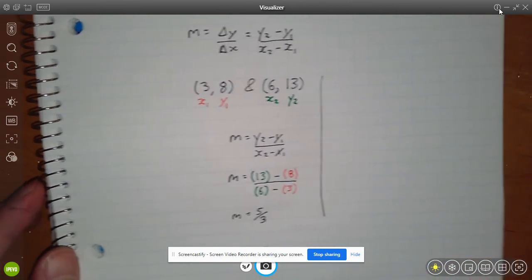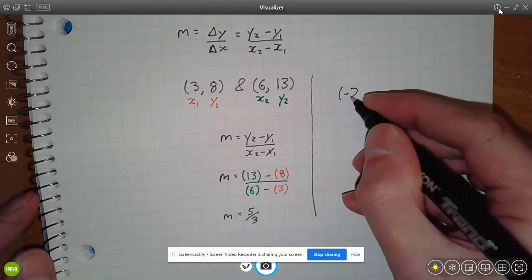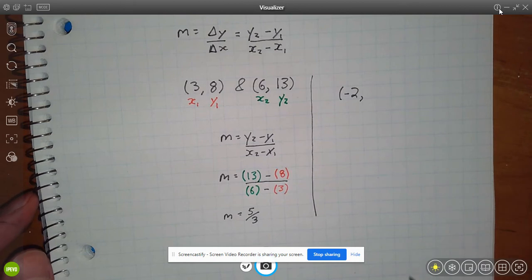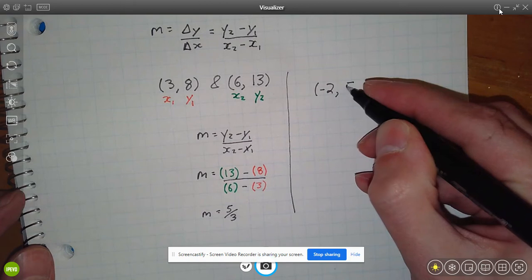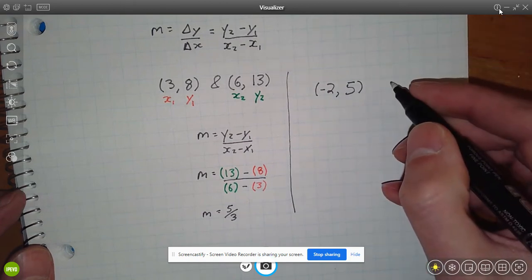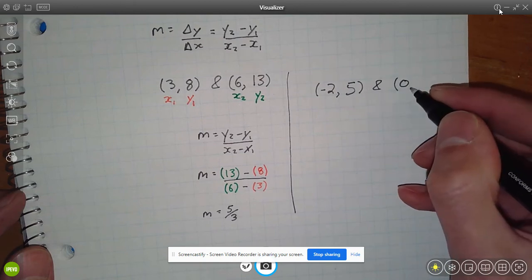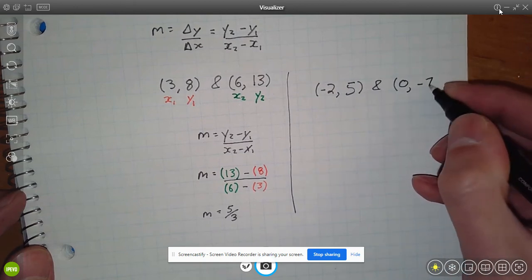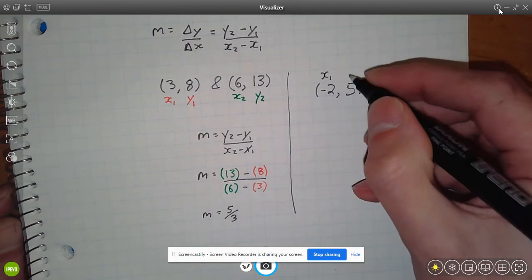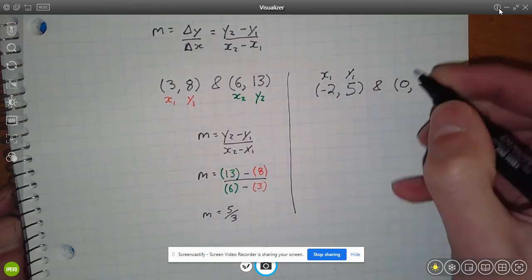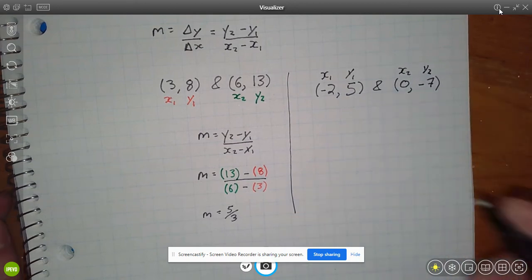I'd just like to do one more example, just to throw in a couple of negatives, to make this a little bit trickier and to show you why we need to be careful as we substitute. So let's try to find the slope between (-2, 5) and, let's say, (0, -7). So again, I want to start by labeling all my coordinates, x1 and y1 for my first point, and x2 and y2. And now I can calculate the rise and the run by subtracting.